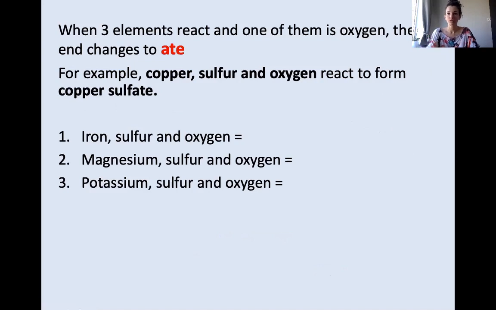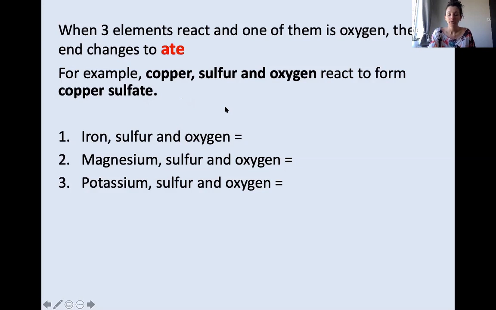Okay, the last rule, this last compound rule that we need to know, is when three elements react together and one of them is oxygen, the end changes to -ate. All right, so three elements, but one of them is oxygen, it always ends in an -ate sound. So for example, if you react copper, sulfur and oxygen together, you get copper sul, from the copper, sul from the sulfur, and -ate because it is combining oxygen as well. So you get copper sulfate.